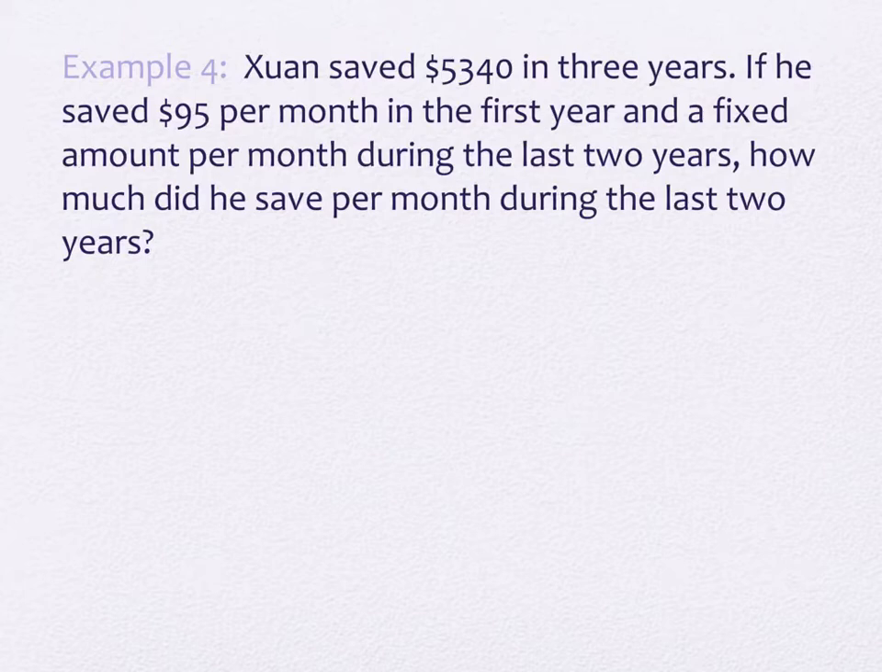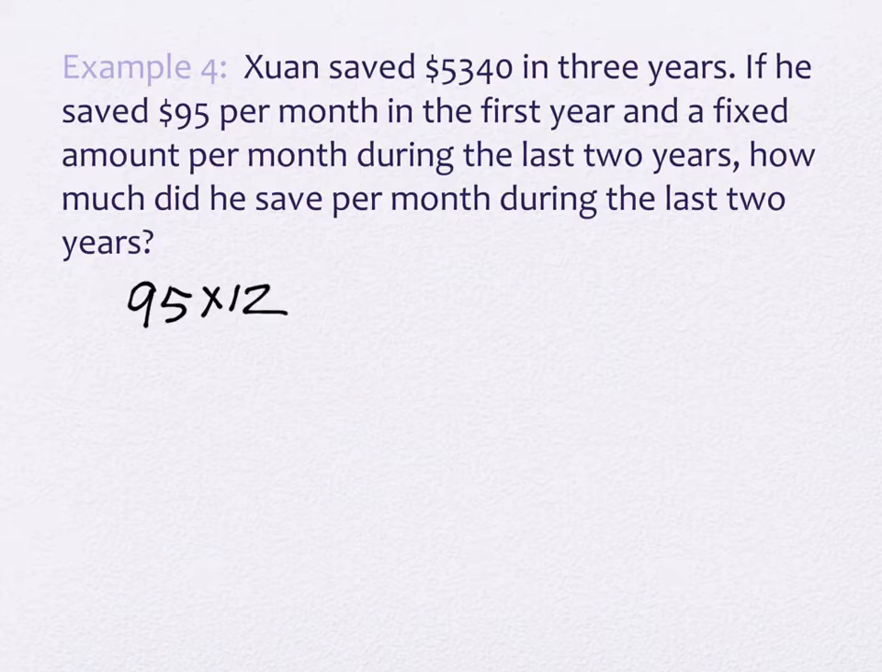So thinking through his situation, what would I need to do first? Okay, and why would I want to do that, Gracie? To get out of the way that first year. Okay, so we want to know how much did he save the first year. That sounds like a good plan. So our first thing we're going to do is 95 times 12.